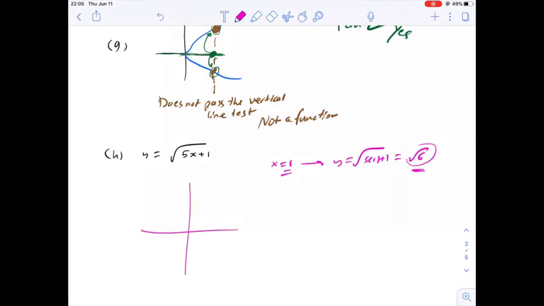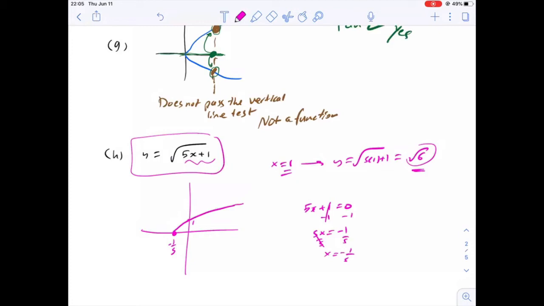Now, how to graph this function? We find the zero of this function: 5x plus 1 equals 0, and then we solve for x. 5x equals negative 1, and then divide by the coefficient of x. x equals negative 1/5, this point here. And then the graph looks like this. This is the graph of the relation, let's say relation y equals square root of 5x plus 1.